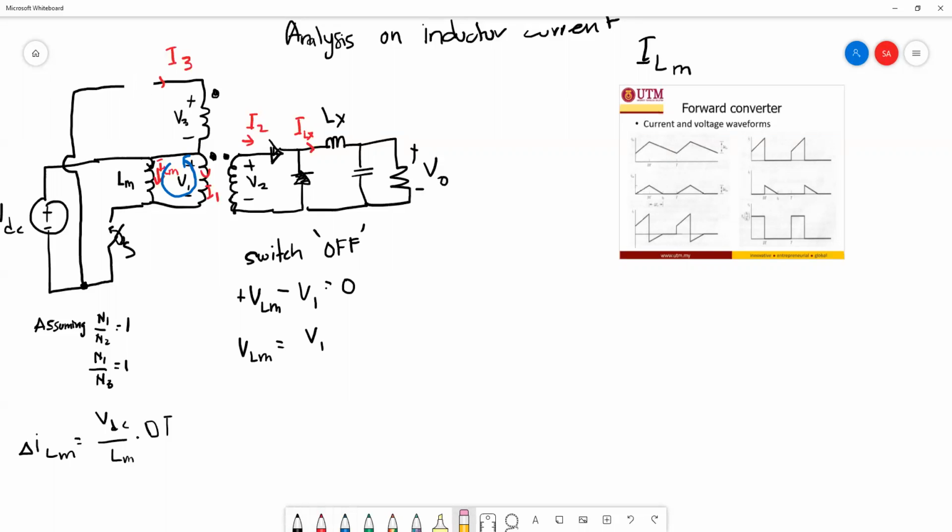Right now this diode is forward biased, meaning that V3 is equal to negative VDC. So we can shortcut here: VLM is delta ILM during the off state over the delta time of off, which we call maybe delta Tx. This is actually T off.